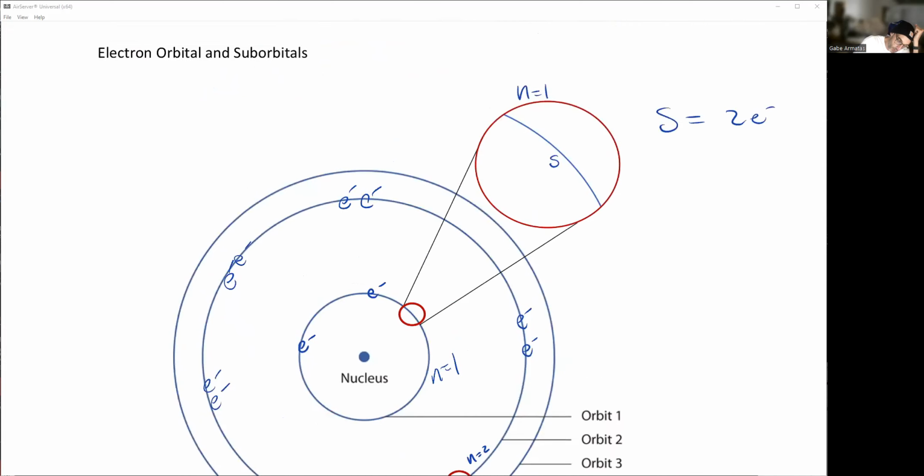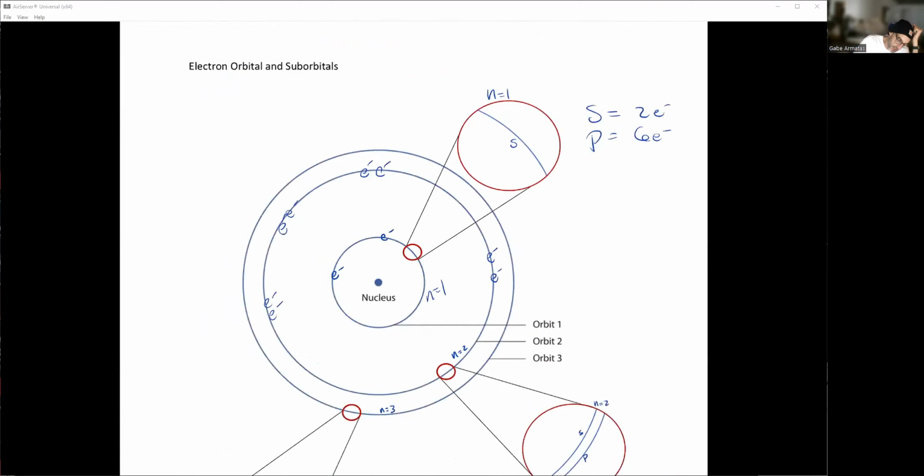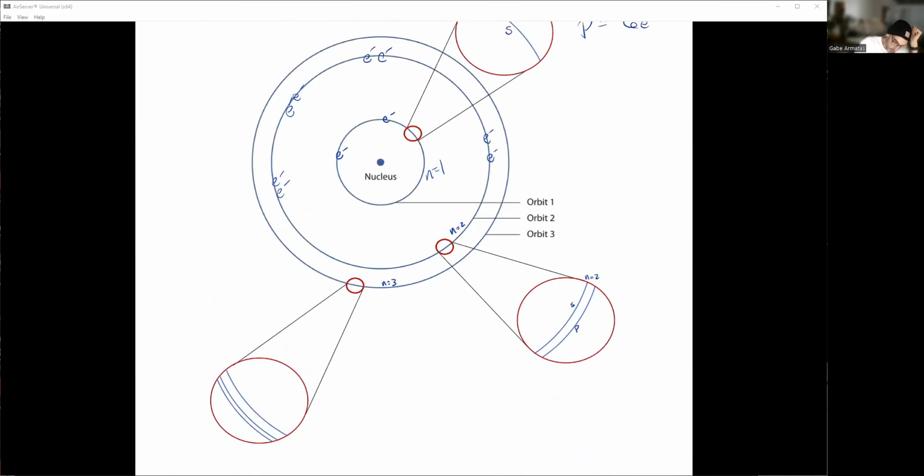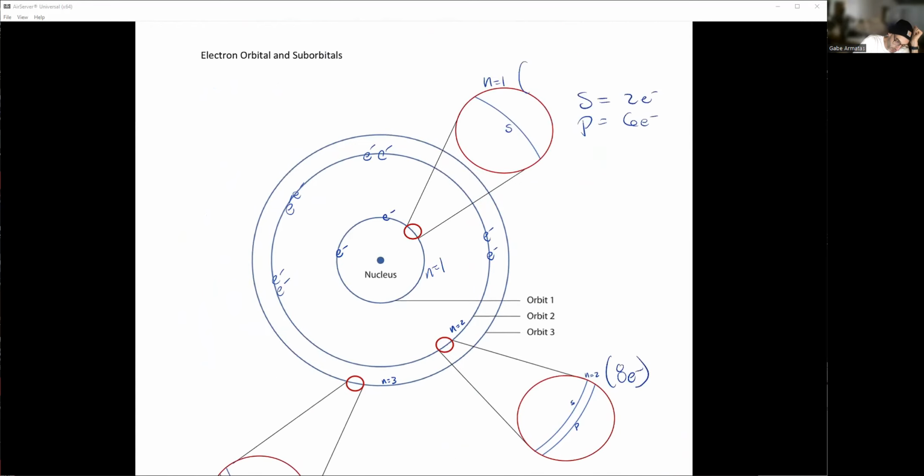And the P can hold 6 electrons. So the fact that the P can hold 6 means that when n equals 2, it can hold a total of 8 electrons. When n equals 1, it can hold a total of 2 electrons.